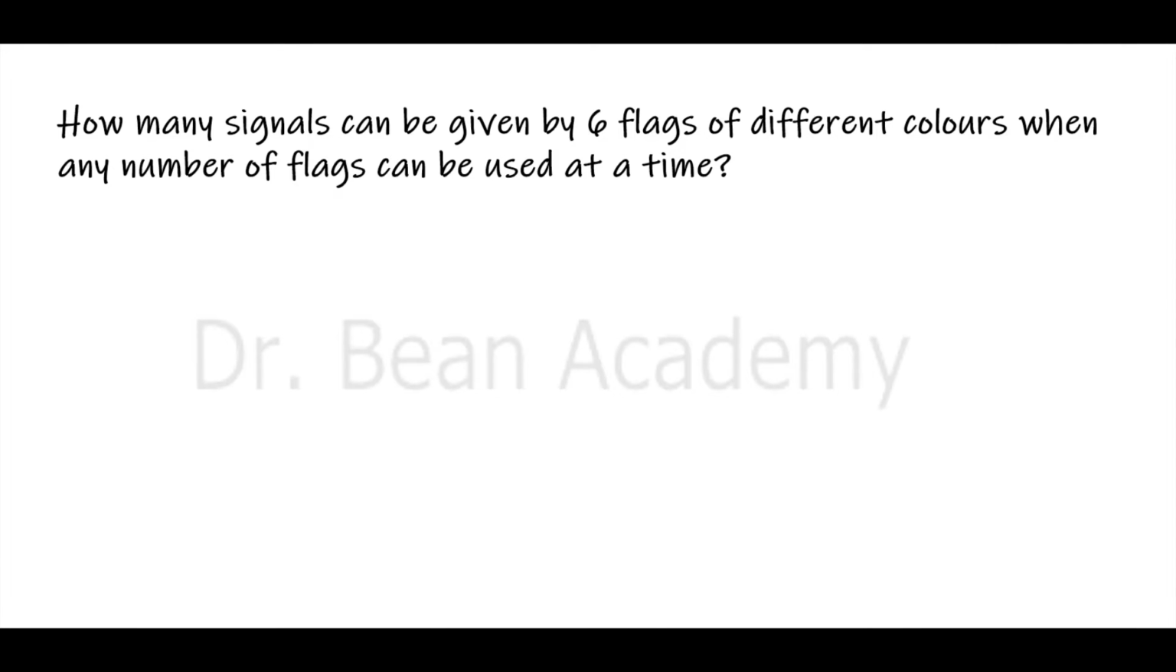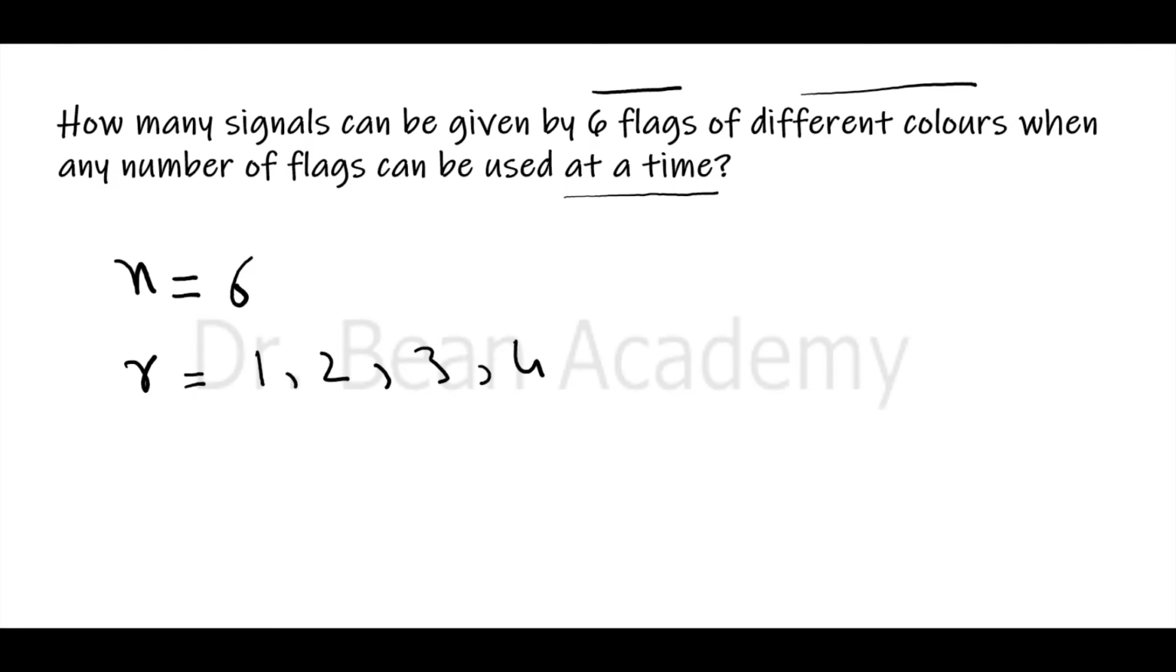How many signals can be given by 6 flags of different colors when any number of flags can be used at a time? So clearly here n equals 6. Now what is R? So there is no restriction on R. It can be 1, 2, 3, 4, 5 and 6 at most. The minimum R can be 1 and the maximum is 6 when we use all the 6 flags.